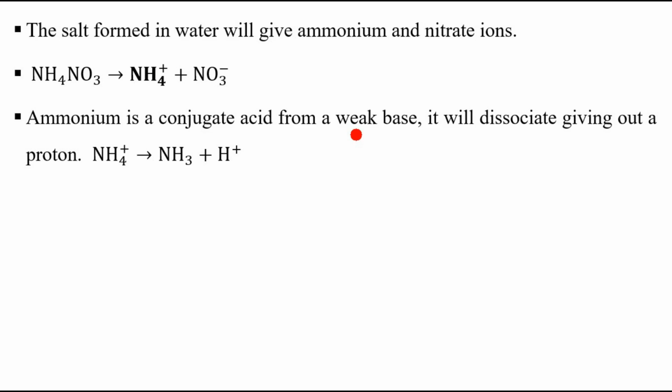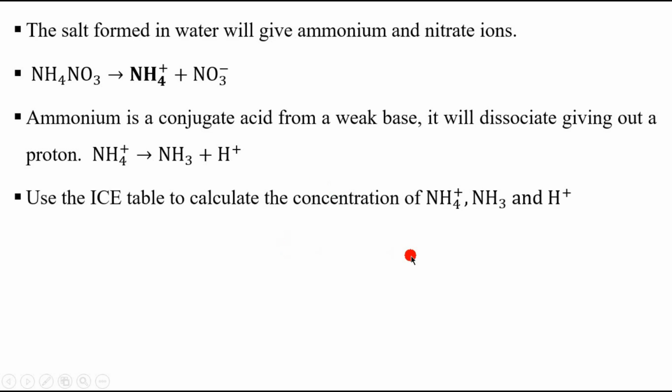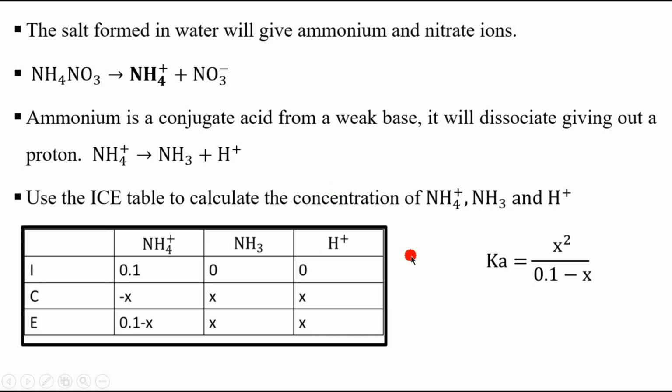So that is what will happen. It will not be stable. It will dissociate to give the ammonia and to give the proton. Then we can use the IC table to determine the concentration of ammonium, the concentration of ammonia, and the concentration of H plus. And after getting the concentration of H plus, then you can get the concentration of hydroxide. So we use here the IC table. Here we have the ammonium, here we have the ammonia, and we have the H plus.